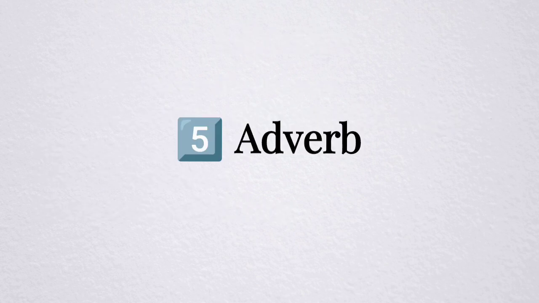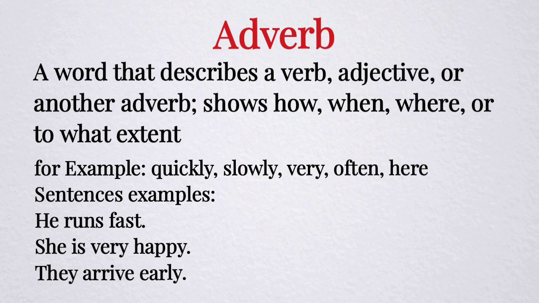Number 5. Adverb. A word that describes a verb, adjective, or another adverb. Shows how, when, where, or to what extent. For example, quickly, slowly, very, often, here. Sentence examples. He runs fast. She is very happy. They arrive early.